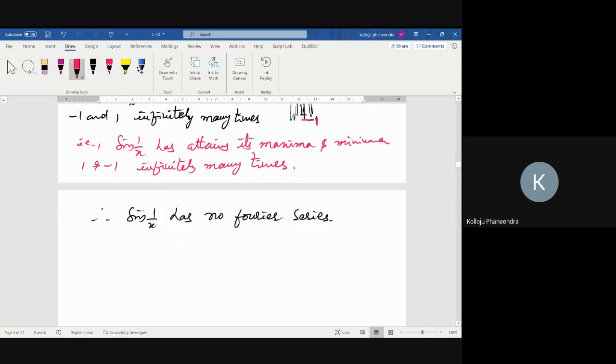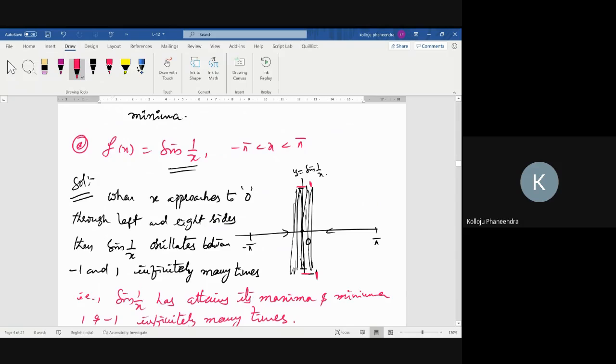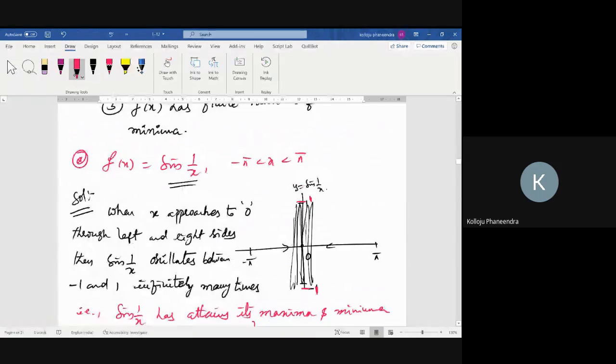Another problem. If you want a clear explanation of these oscillations, you can ask Google, and it will give the figure of sine 1 by x.